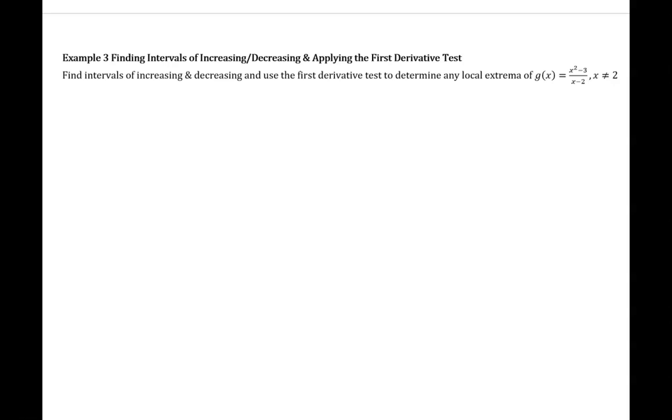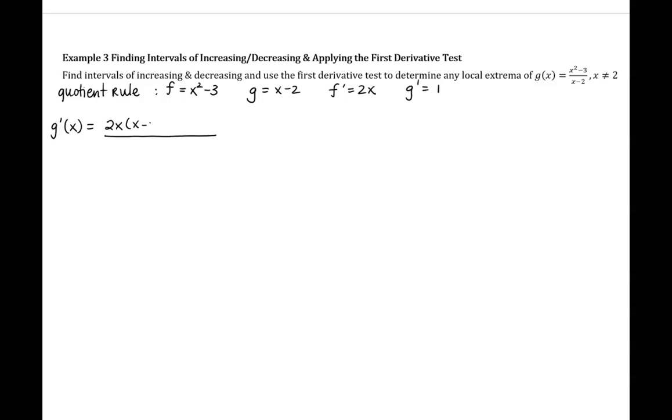In order to find g prime, we are going to need to use the quotient rule. I will identify f as the numerator and g as the denominator. We will take f prime using the power rule, and we'll do the same with g. Now that we have everything we need, we are able to apply the quotient rule to find g prime of x. The quotient rule tells us we need f prime multiplied by g, and from that we subtract g prime being multiplied by f. I went ahead and distributed the negative in subtracting f.